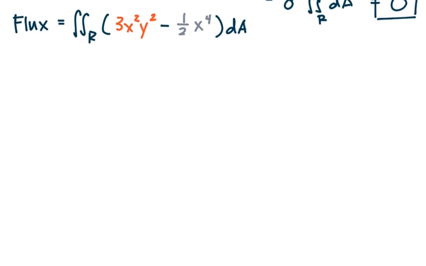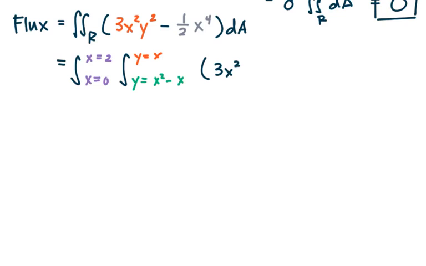All right, so let's set this up. It's going to be the integral, as we just said, x equals 0 to x equals 2, and then the integral for y equals x squared minus x to y equals x. My integrand is 3x squared y squared minus 1/2 x to the fourth, and that would be dy dx.